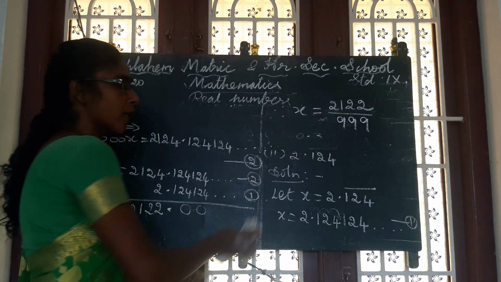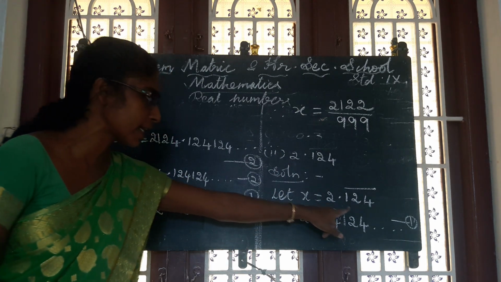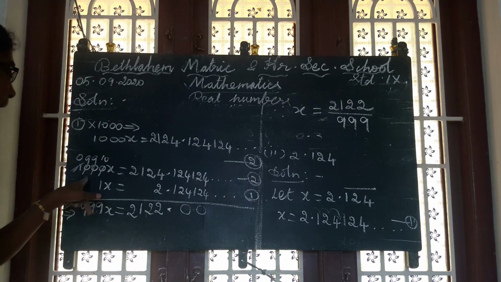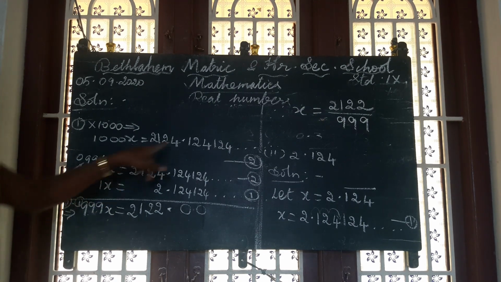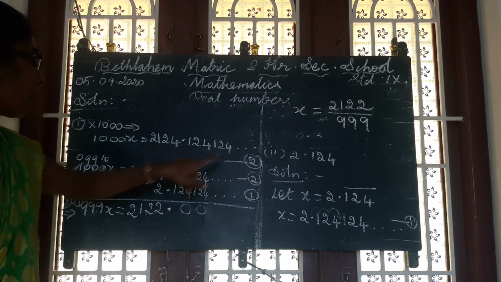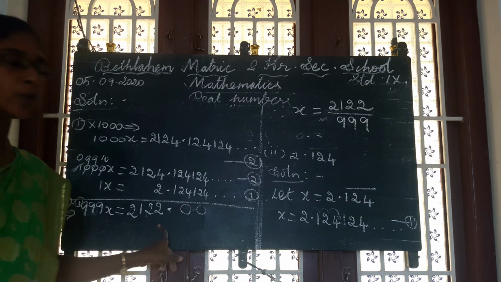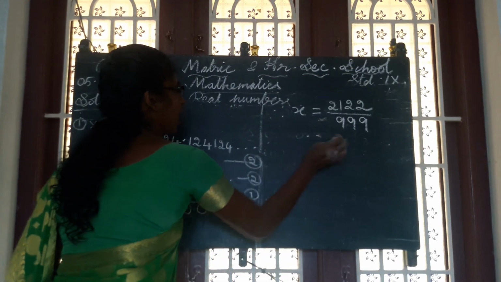Next we can go for the third problem. Have you understood? First here 3-digit repeating. 3-digit repeating means we want to multiply by 1000. Next afterwards we have to subtract equation 2 minus 1. Equation 2 minus 1 means 999x is equal to 2122.00.